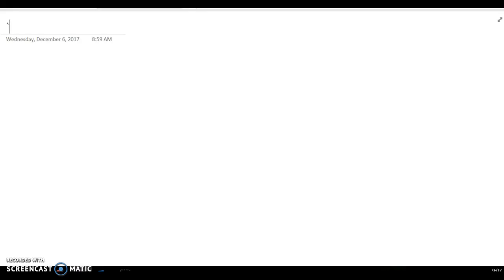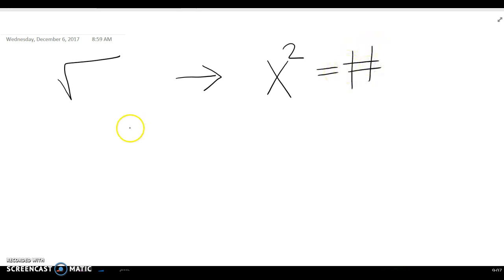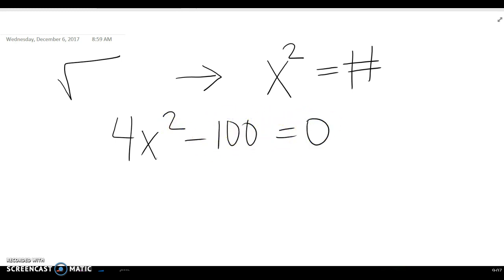Solving quadratic equations. So far we've learned two strategies for solving quadratic equations. We can use the square root when an equation can be written in the form x squared equals a number. For example, if we had 4x squared minus 100 equals 0, we don't have to factor this. We can solve using square roots because the only term we have is x squared. Nowhere do we have an x term.